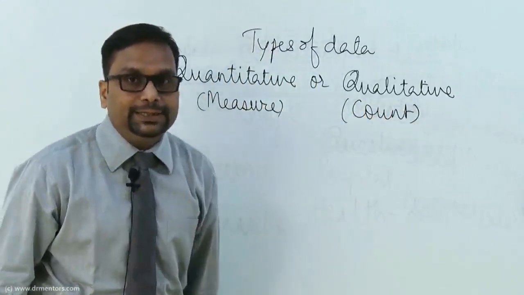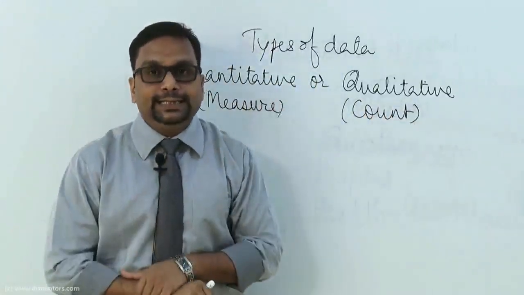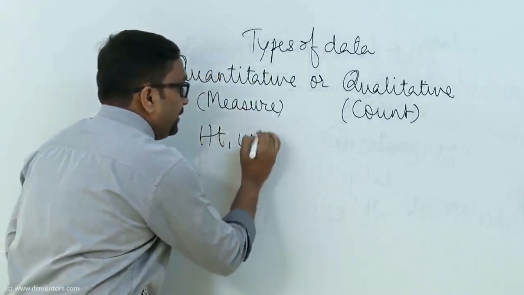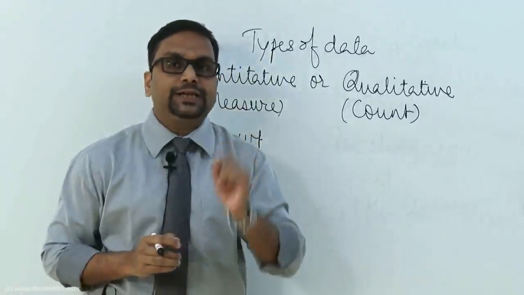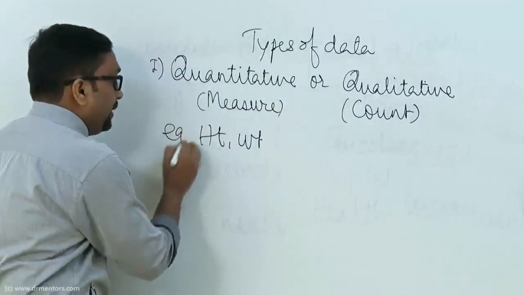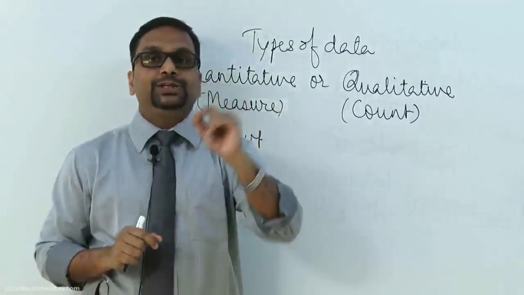I'll give you an example here. Suppose 100 students are sitting in the class. I want to know their height. I want to know their weight. Will I measure or will I count? I will measure. And so height and weight are examples of quantitative data because I am measuring it.